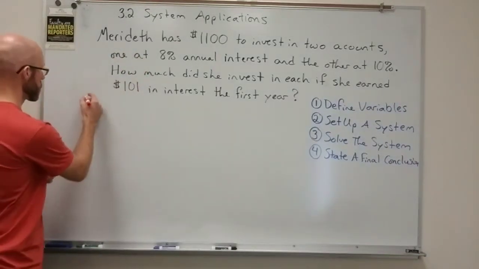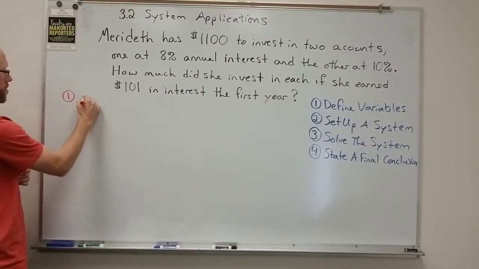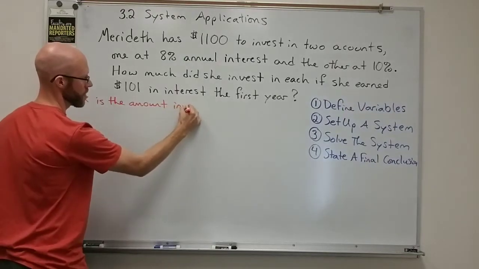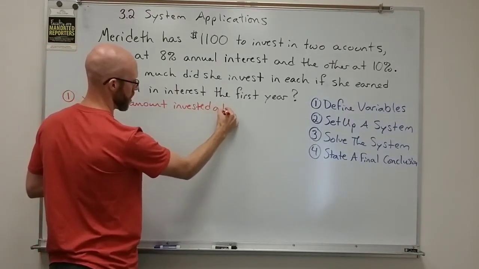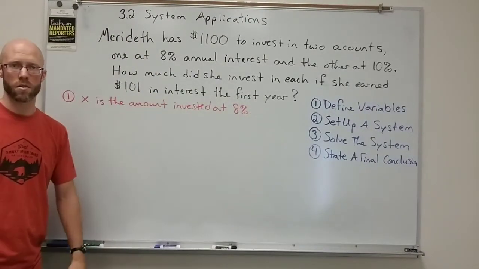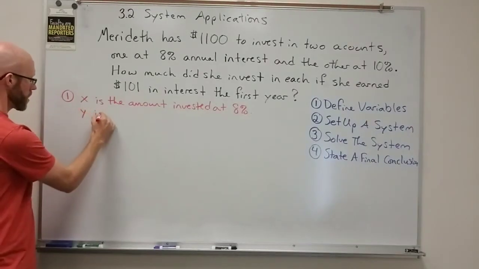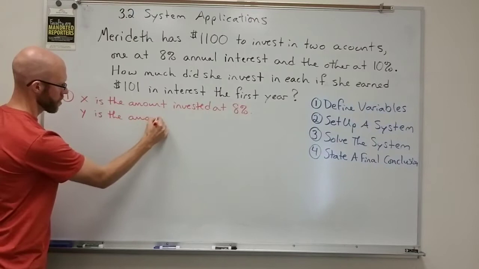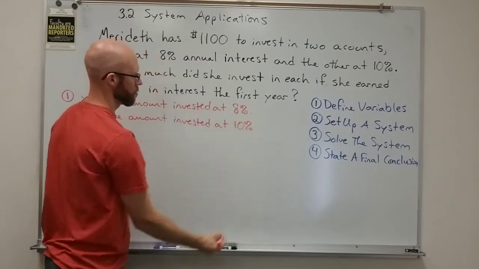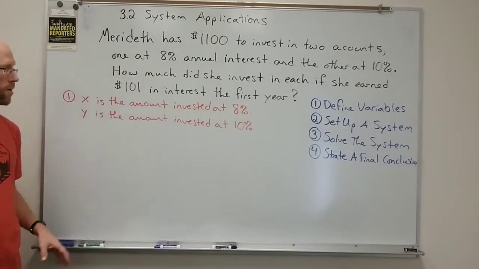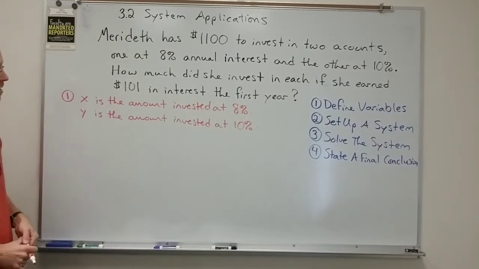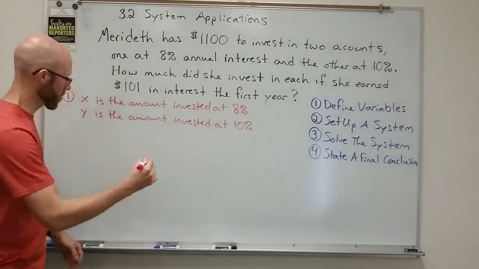All right, so part 1, or step 1, I'm going to say that x is the amount invested at 8%, and I'll just do this in order of least to greatest, just to keep it straight. And I'll say y is the amount invested at 10%. Okay. Now I'm going to quickly run out of space here, so I'm going to have to erase some stuff as we go. I'm just trying to plan out ahead where everything's going to lay out on the board.